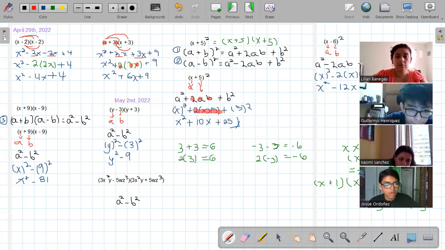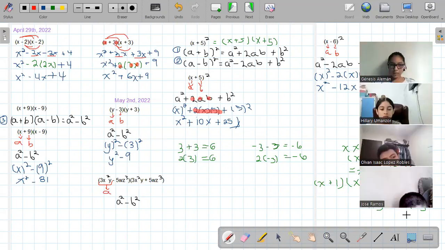A is 3x squared y. So we're going to say that everything to the left of the sign is A. All of it. That's A. Okay? And it doesn't matter from what parentheses we choose. Now, Genesis, what is B? 5wz to the cube. Exactly. So very good. That is B. So you see, I can pick A and B from the same parentheses for the addition or the subtraction, or from one of each. It doesn't matter because at the end, they're exactly the same terms.